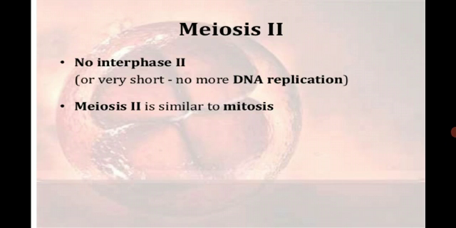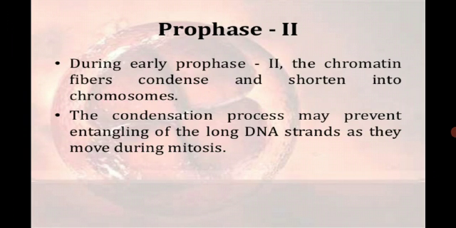After the meiosis I, the second stage of the meiosis starts, which is the meiosis II. This is similar to mitosis. No interphase is present, or it is very short. No more DNA replication occurs before this. Meiosis II is similar to mitosis. Here in the Prophase II, during the early Prophase II, the chromatin fibers condense and shorten into the chromosomes. The condensation process may prevent the entangling of the long DNA strands as they move during the mitosis.